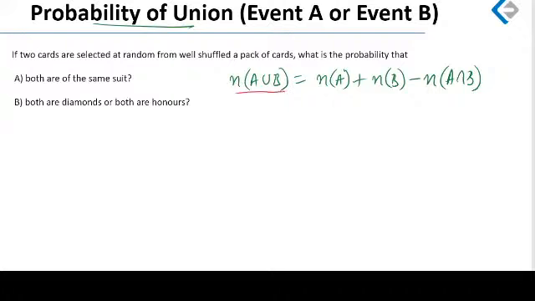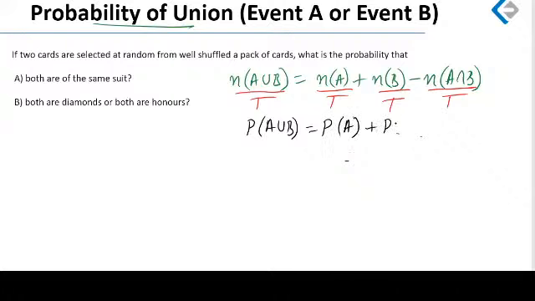So probability means dividing this by the total. The number of elements in favor of A divided by the total becomes the probability of A. The number of elements in favor of B divided by the total becomes the probability of B. Therefore, divide throughout, left hand side and right hand side, by T. It becomes the probability of A union B is equal to probability of A plus probability of B minus probability of A intersection B. It's a very familiar one. I don't want to do too many questions built on this because we already know about this.